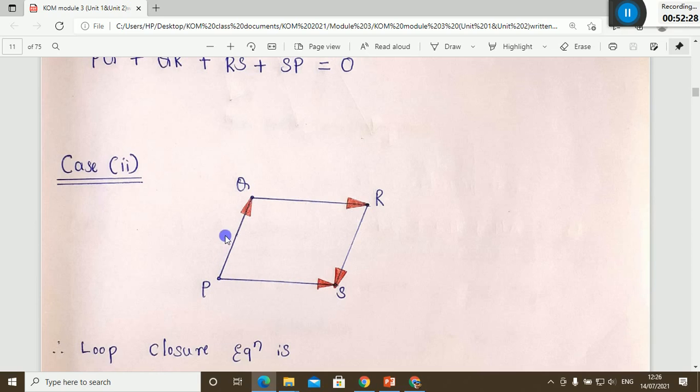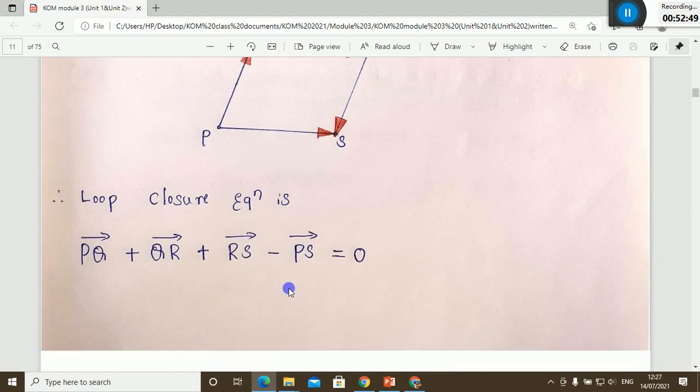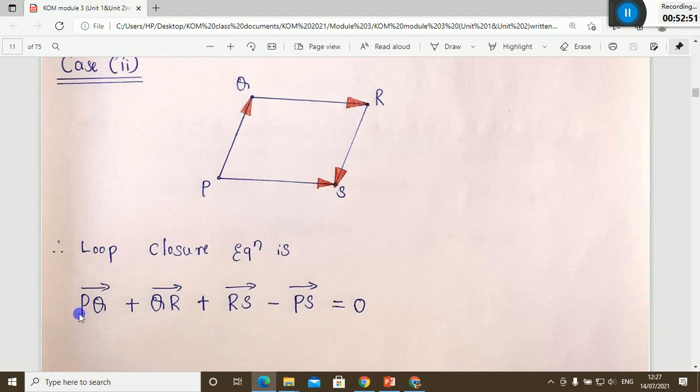As I said, the clockwise vectors will be taken as positive, and the counterclockwise vectors will be taken as negative. And you have to write the vector in such a way that you start from the tail of the vector and end with the head of the vector. That is PQ, QR, RS and minus PS, because it is opposite. You can see here, this is the vector PQ. I started with the tail, PQ, then QR, RS, all are in the clockwise direction. I'll take them as positive, positive, positive.